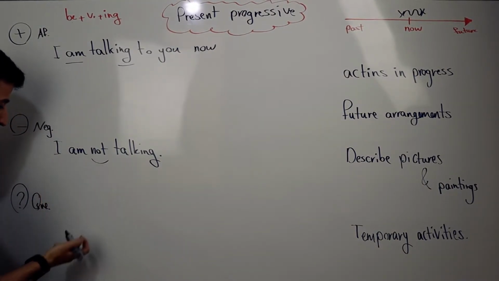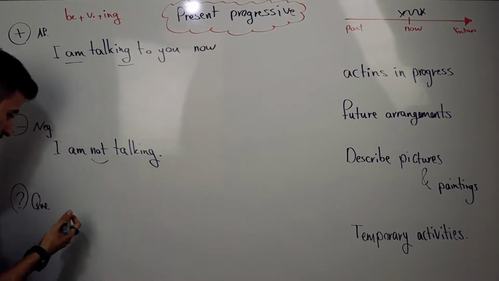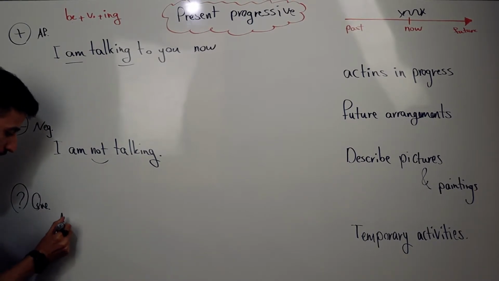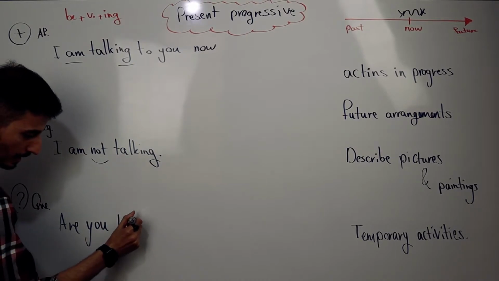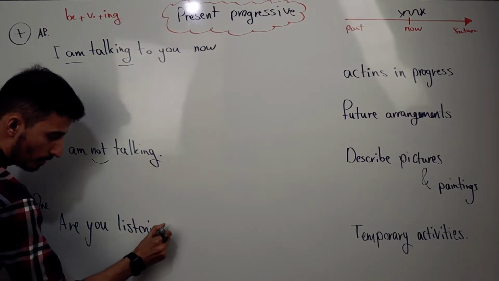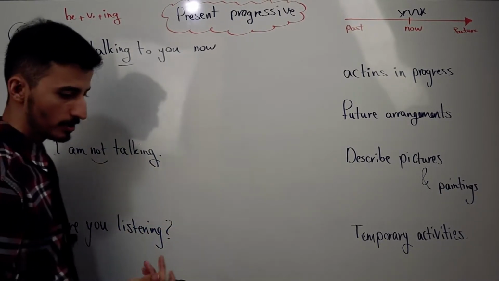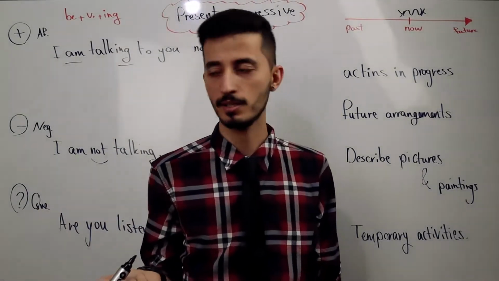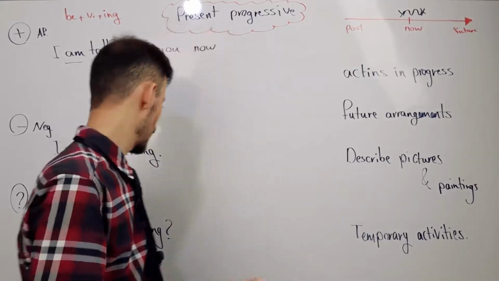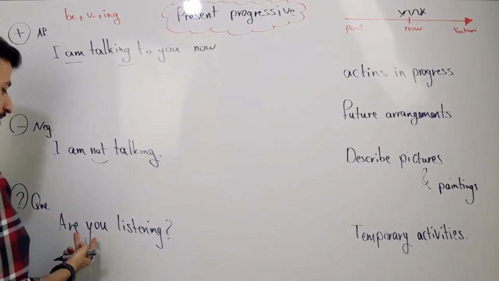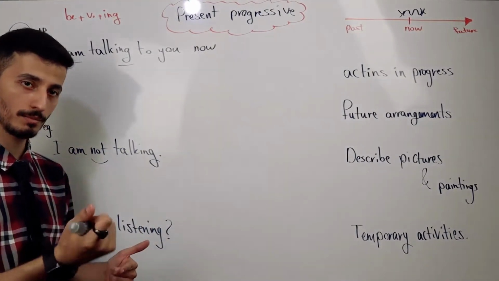And if I want to make a question, what do I do? Simply, I just change it because it is the rule of be again. We are having be here, so it's the same. Are you listening? This question means right now, are you listening to me or not? Can we make negative questions? Of course we can, but it's not useful here. So when we're making questions, we simply change the place of are and you, or am and I, simply be and subject to make the question.